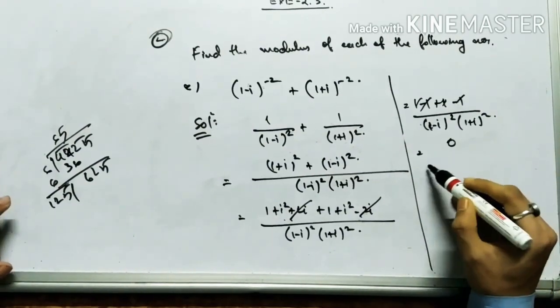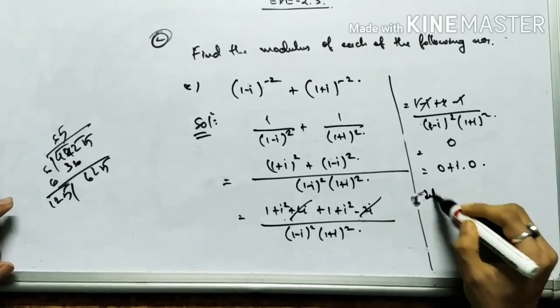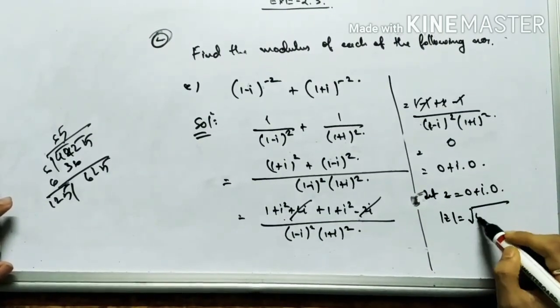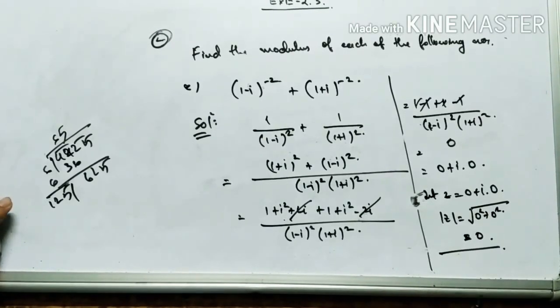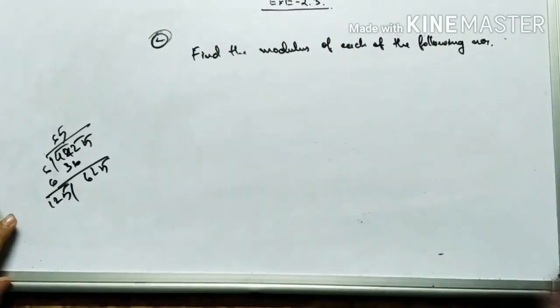So this is equals to, I can write 0 plus i dot 0. So let z is equals to 0 plus i dot 0. So modulus of z will be root over 0 square plus 0 square, which ultimately will become 0. Understand? Ultimately it will become 0. So next I am doing the last one.